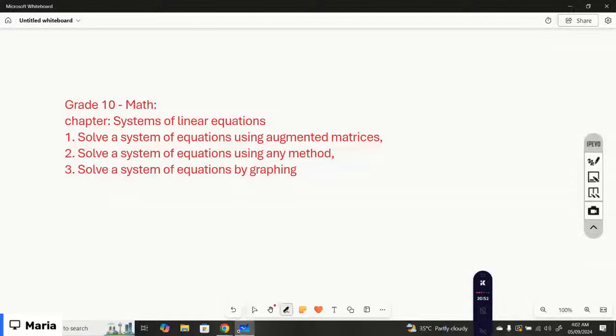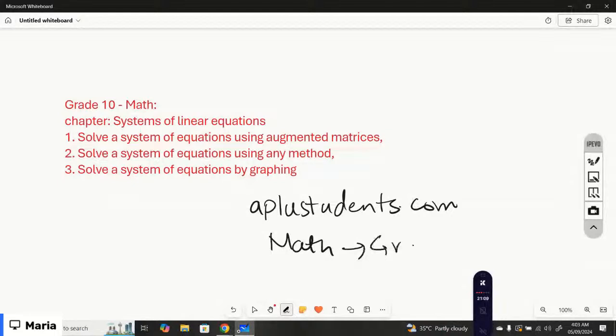You can find all the lessons on aplusstudents.com. You have to log in there using your email address and password as provided by the administrator. Then you have to select math from the subject tab. Scroll down to grade 10 math and then click on view all lessons. There you can find a list of the chapters. We're going to start with the chapter systems of linear equations.